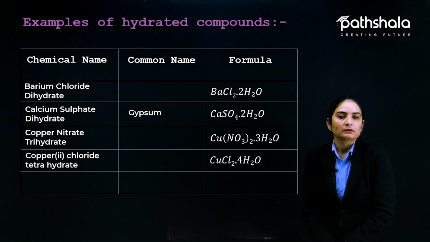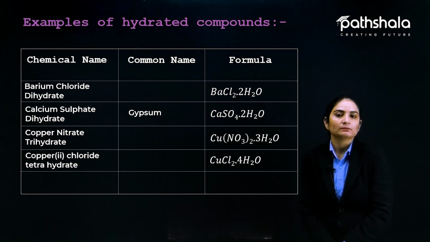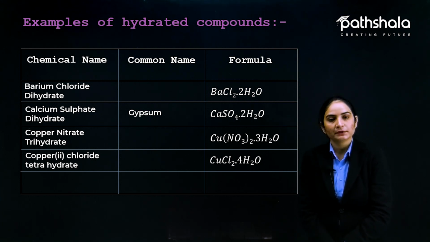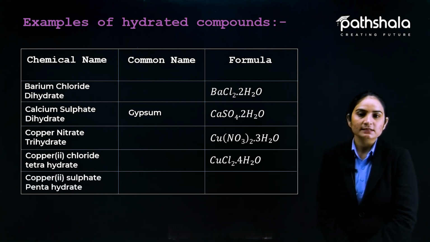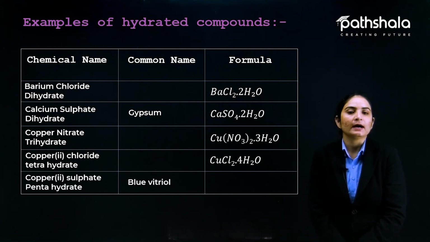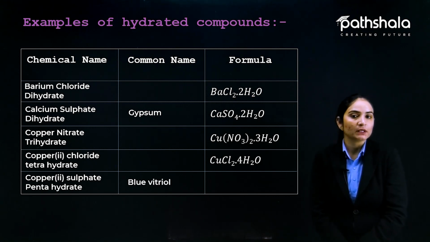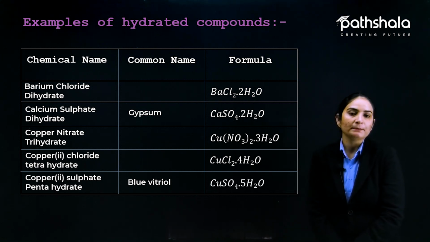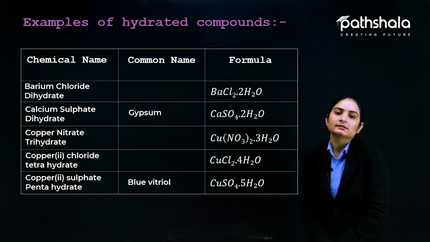Copper 2 chloride is CuCl2·4H2O. It means copper is in the oxidation state of 2 and 4 water molecules are there. Tetra, 4, is for tetrahydrate. Another is copper 2 sulfate pentahydrate. Here the common name is again very important: blue vitriol. It means it is blue in color, and vitriol is the name for this salt. The formula is CuSO4·5H2O.